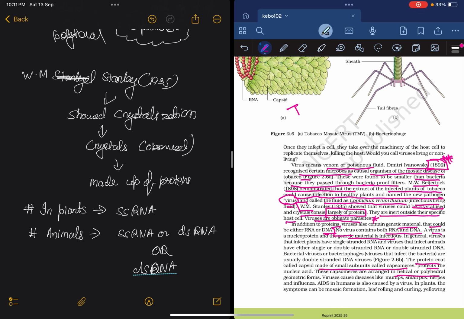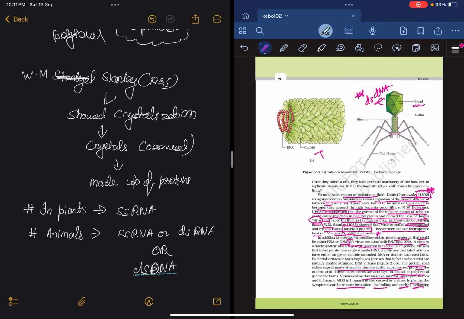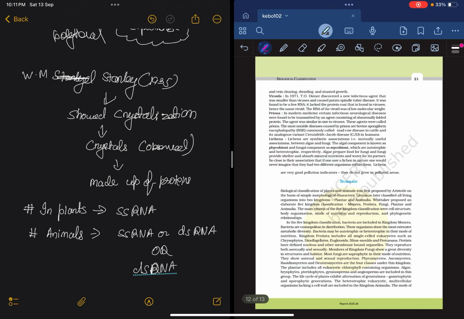Now in plants the major symptoms are mosaic formation, leaf rolling, curling and yellowing of leaves. Mosaic formation is where the veins of the leaves get cleared, and only the middle part of the leaves remains. There is also vein clearing, dwarfing and stunted growth, meaning the plant will not grow anymore.